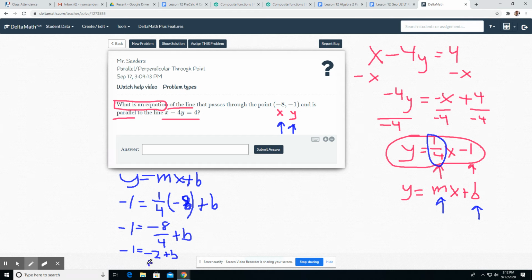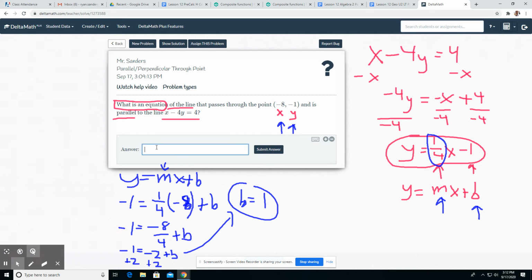And then I add 2 to both sides. Plus 2, plus 2. -1 plus 2 turns into b is equal to 1. All right, so now I have everything I need. m is 1/4, I found that over here. b is 1, I found that right here. And then it's just a matter of writing it out.